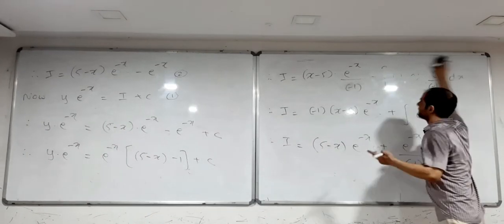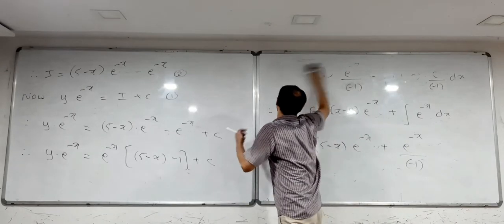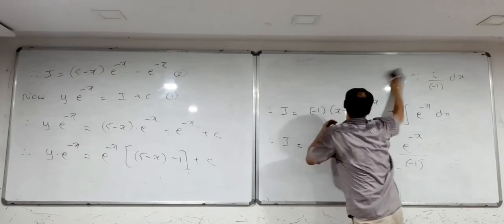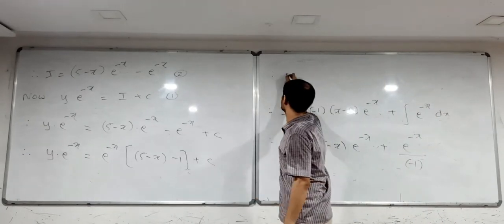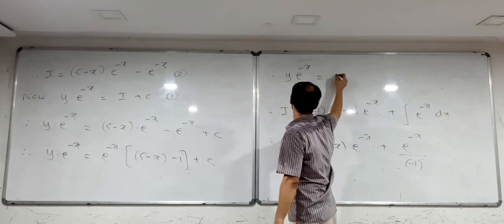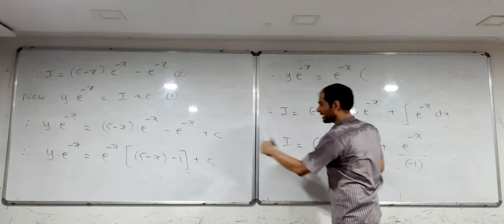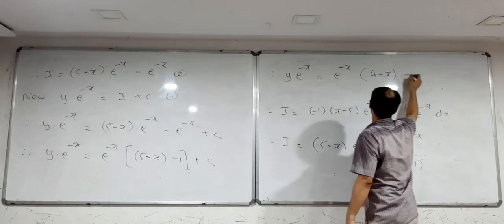Okay, सिंप्लीफाई कर देते हैं पूरे कर्व को and you can keep it that way only, but it's preferably कि हम सिंप्लीफाई पहले कर दे ताकि मिस्टेक ना हो. So y into e raised to minus x is e raised to minus x into 5 minus 1 is 4, so 4 minus x plus c.